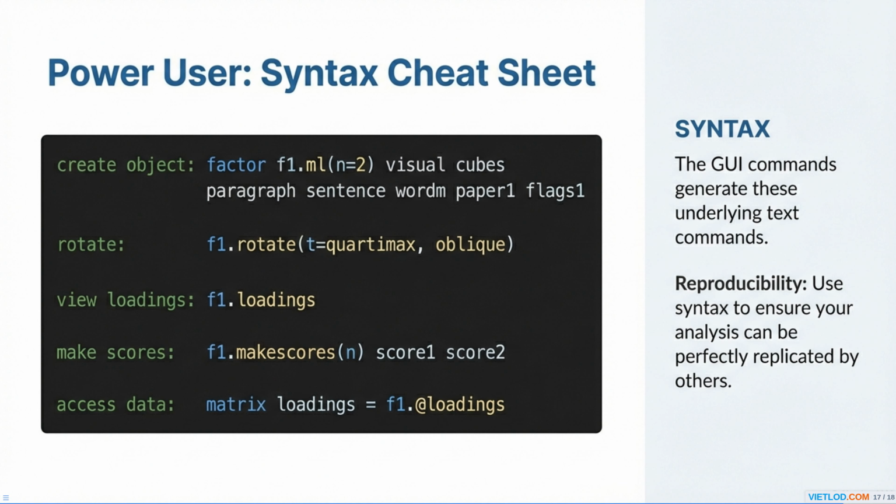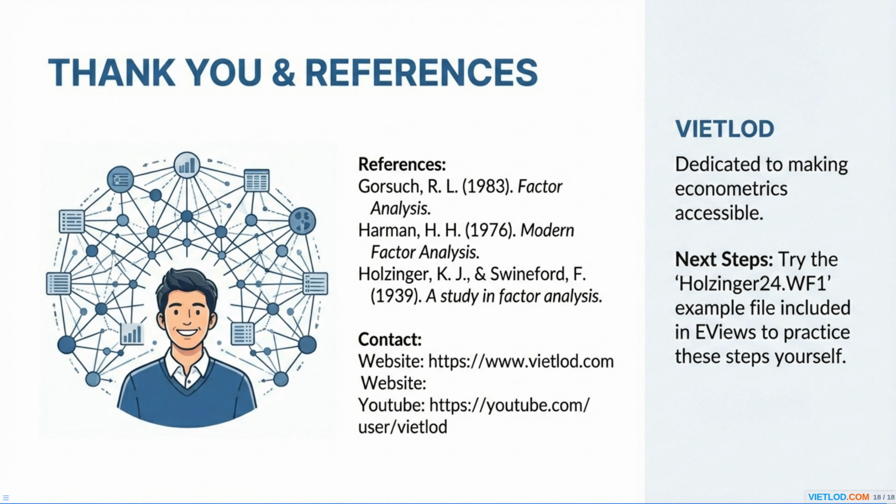Here, f1.ml n=2 creates a factor object named f1 using the ML method with 2 factors. You then use object-specific commands like f1.rotate to perform rotation, specifying parameters like type equals quartimax and oblique. f1.loadings displays the results of the factor loadings, and f1.makescores n=2 score1 score2 generates factor scores for each observation, saving them as score 1 and score 2.